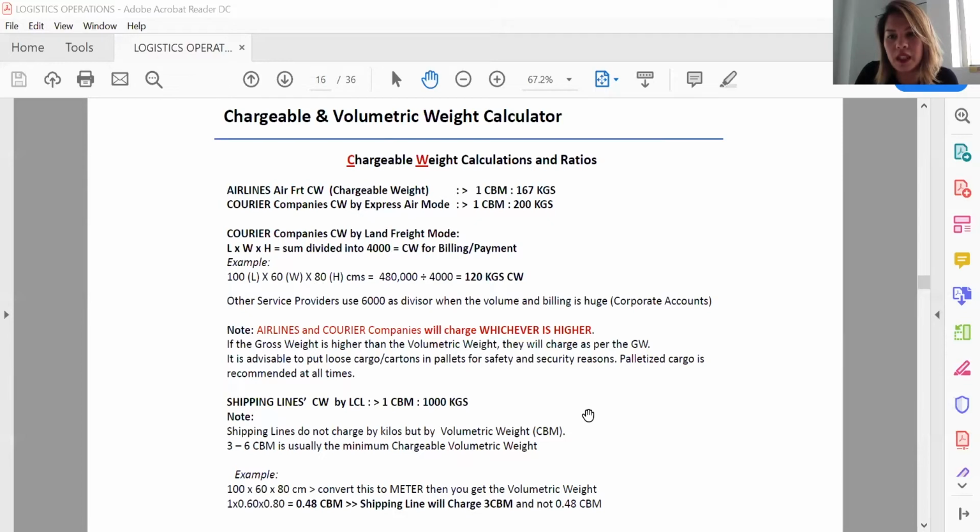100 cm by 60 cm by 80 cm, you will get 480,000 divided by the 4,000 divisor. So this is your chargeable weight, 120 kilos. If your divisor is 4,000, now let's see if your divisor is 6,000. Of course, your chargeable weight will be lesser. That means you're going to pay less.